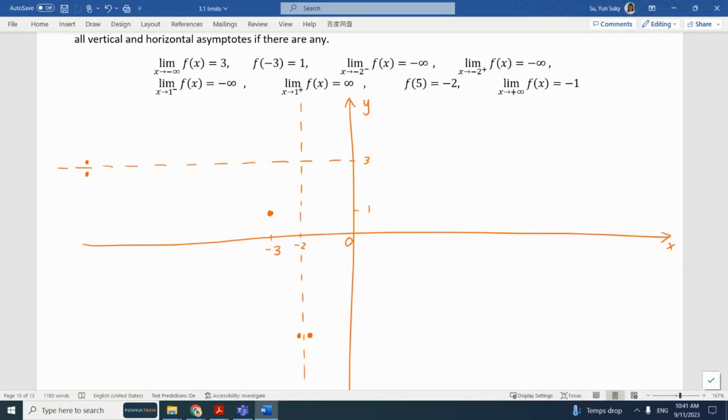Okay, next one. 1. 1 is on the right side of the 0, right? That's 1. And left or right? Left. And this is bottom. Okay, figure out the 1 here and draw a dashed line to indicate there is a vertical asymptote. We say left, bottom. So put a little dot here.